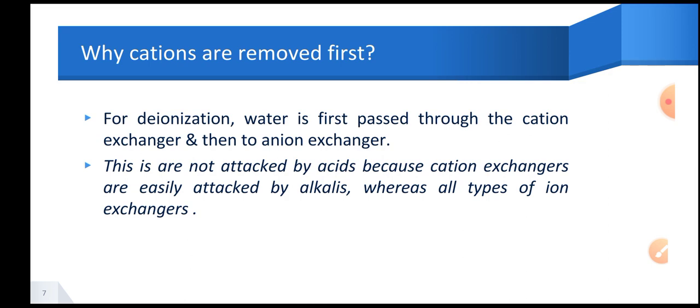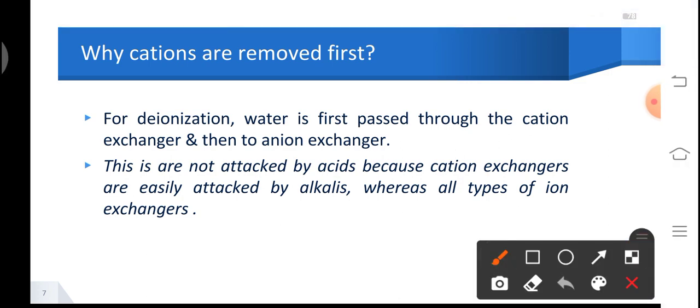But in the process, as I have already told you, the water is first passed through the cation exchanger column. So the question comes, why is water first passed through the cation exchanger column? Why is it not passed through the anion exchanger column first? What is the reason behind it? For deionization of water, water is first passed through the cation exchanger and then through the anion exchanger. This is because cation exchangers are easily attacked by alkalis, whereas all types of anion exchangers are not attacked by acids. So this is the reason why we first feed the boiler water into the cation exchanger.